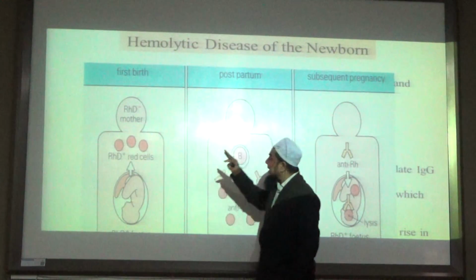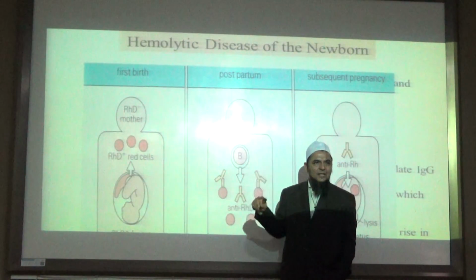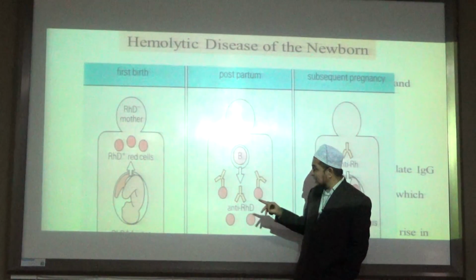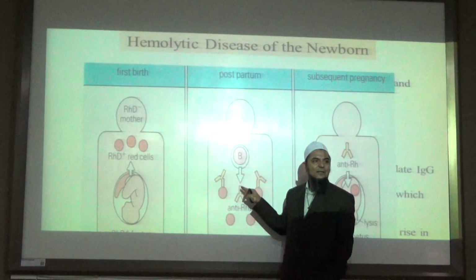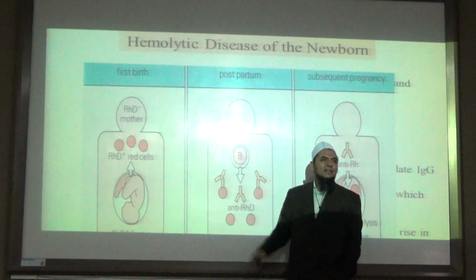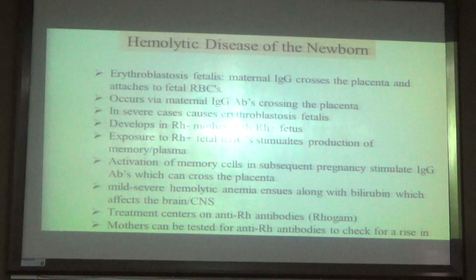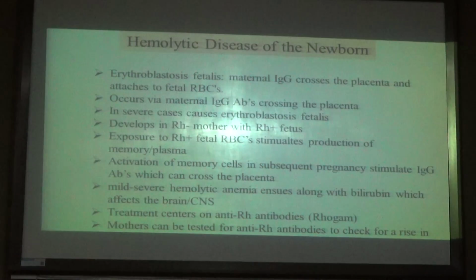But when she has another pregnancy after one or two years, and again the baby is Rh positive, she already has antibodies, which are immunoglobulin G type. So they will cross the placenta and kill the baby. This is called hemolytic disease of the newborn. Maternal IgG crosses the placenta and attaches to the fetal RBC. Severe cases cause erythroblastosis fetalis, and it occurs when the mother is Rh negative and the baby is Rh positive.